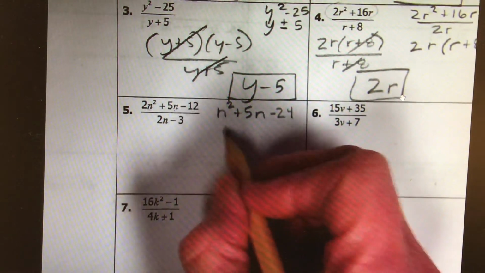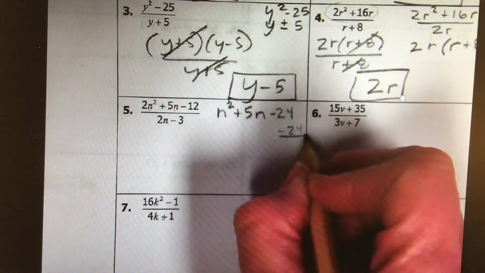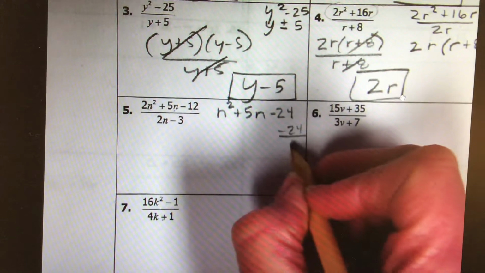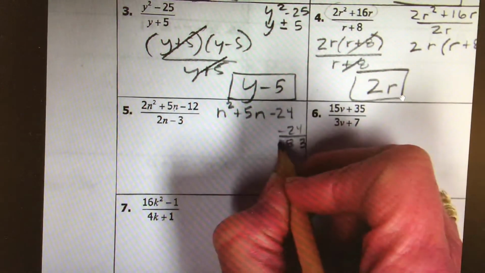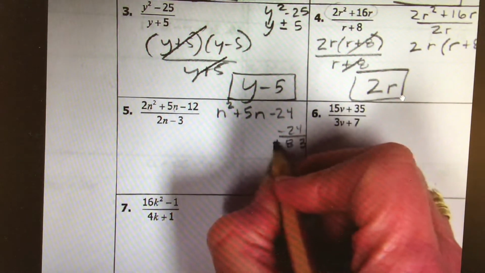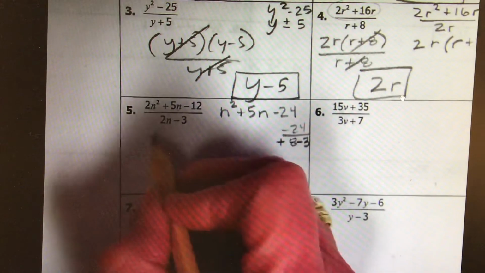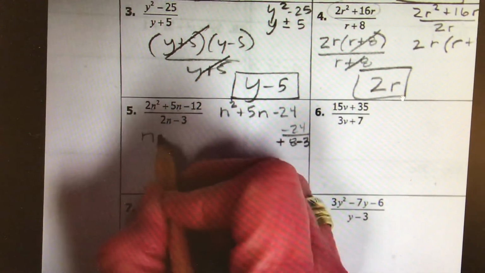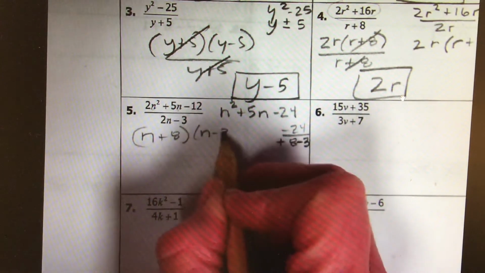And now I'm going to play the game. I need to get to -24. Let's see. I need to have a difference of 5. Oh, I think I already know. 8 times 3. And the 8, the positive side, is going to win. So I could rewrite this like n, let's see, plus 8 and n minus 3.